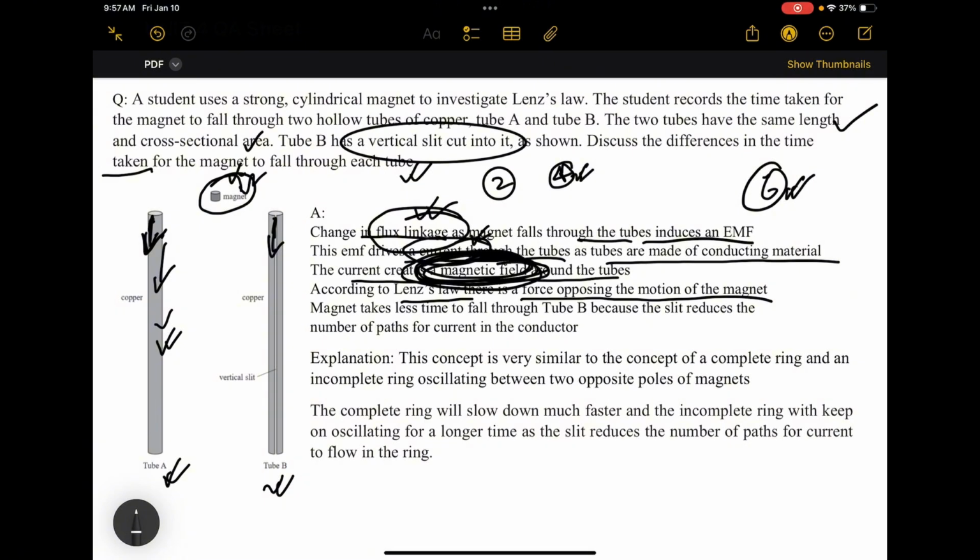As the magnet is falling, its magnetic field is being produced. So it will try to stop the falling of the magnet, like it will try to stop the production of itself. So by Lenz's law, there is a force opposing the motion of the magnet.